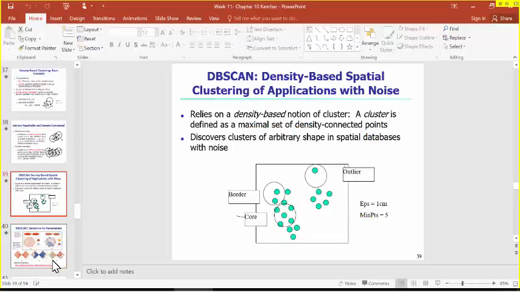Here is a graphical representation of the DBSCAN algorithm, which relies on a density-based notion of cluster, and it also discovers clusters of any shape in a spatial database with noise.